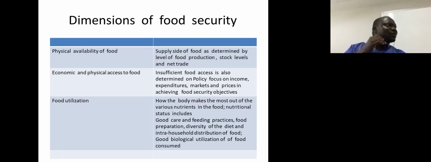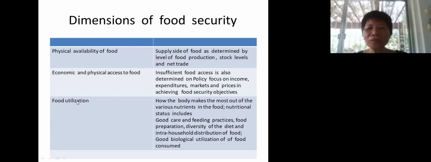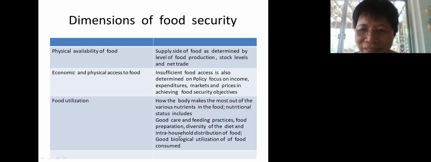The third one is food utilization. Food utilization is how the body makes the most out of the various nutrients in the food. This includes good care and feeding practices, food preparation, diversity of the diet, and intra-household distribution of food, and good biological utilization of food consumed.